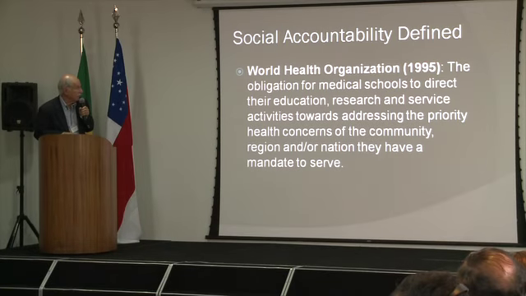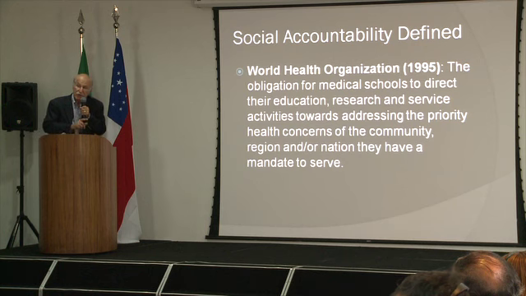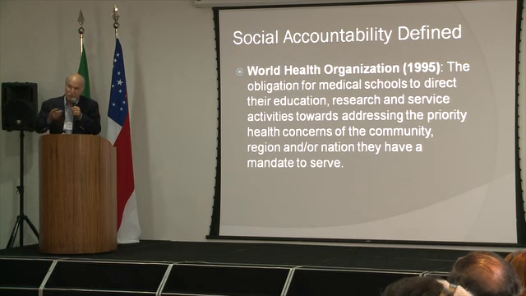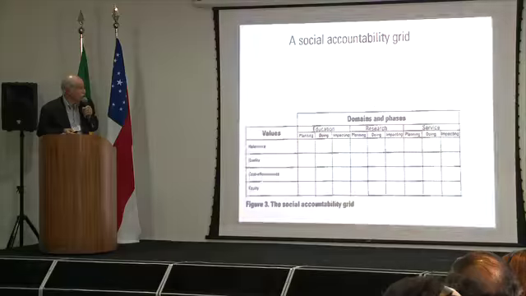That was in 1995. And they developed this definition that social accountability is the obligation for medical schools to direct their education, research, and service activities toward addressing the priority health concerns of the community, region, and or nation they have a mandate to serve. So they were addressing not just medical education, but also research and service. And I would say that Dr. Kaufman in his remarks a few minutes ago also addressed service and research as well as education. So I think we are here to think about all of those aspects of what a medical center does.